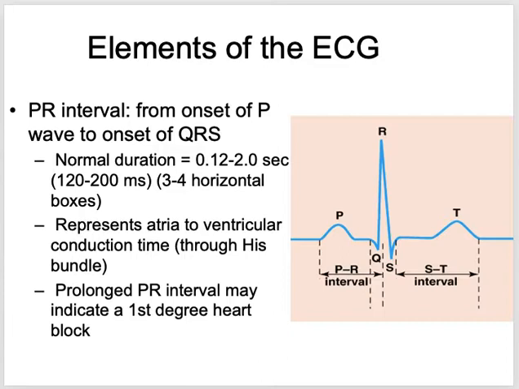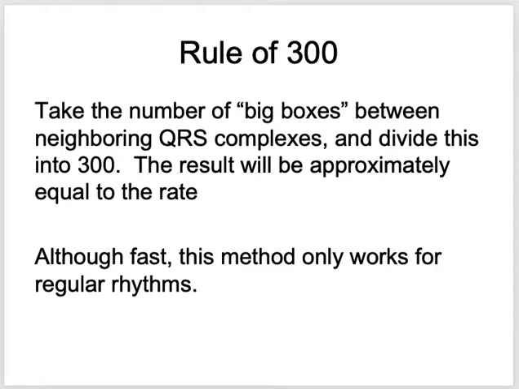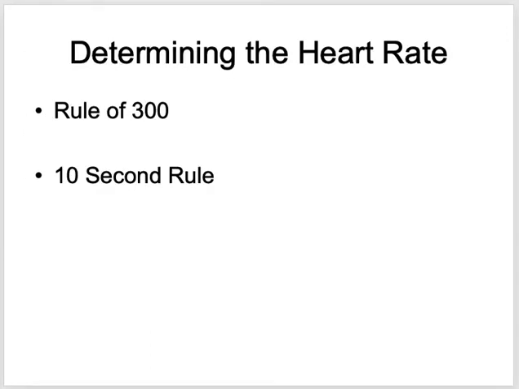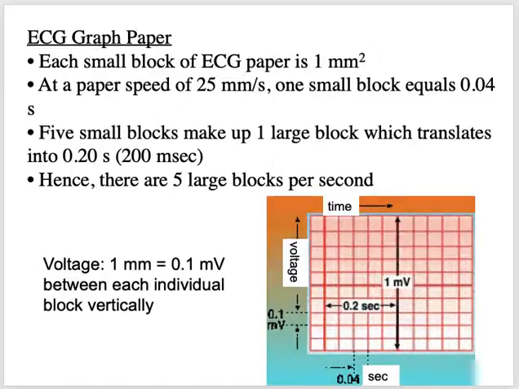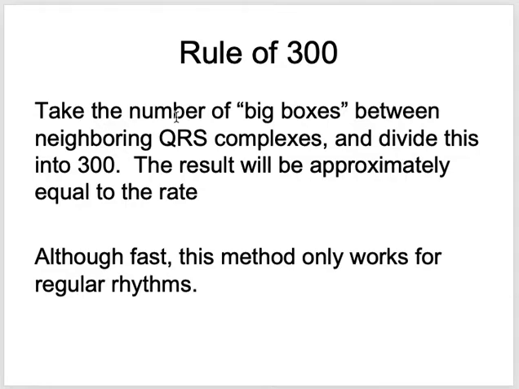There are different ways to interpret heart rate, and different formulas are available. There are two ways to see the heart rate: one is the rule of 300 and one is the 10 second rule. What is the rule of 300? One of the ways is that you simply check how many big blocks are there between QRS waves, and you divide 300 by that number to get the heart rate. Why? I will tell you.